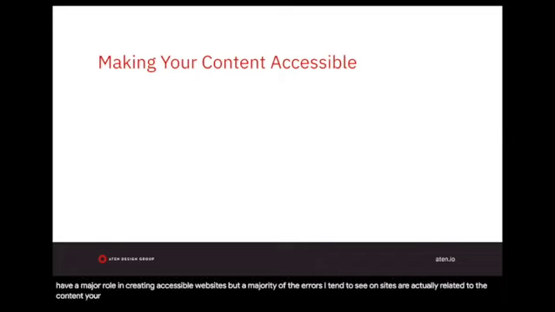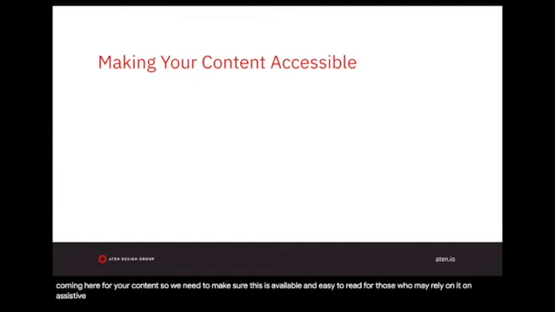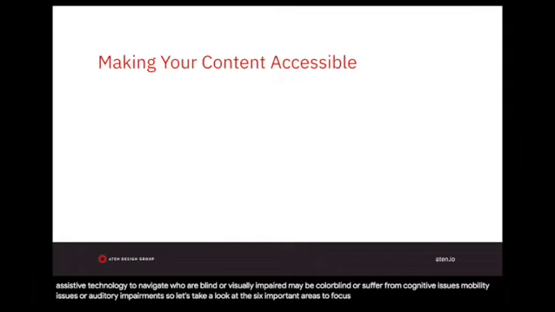Your content is one of the most important aspects of the site that needs to be accessible because, well, people are coming here for your content. So we need to make sure this is available and easy to read for those who may rely on assistive technology to navigate, who are blind or visually impaired, maybe colorblind, or suffer from cognitive issues, mobility issues, or auditory impairments. So let's take a look at the 6 important areas to focus on when creating accessible content.